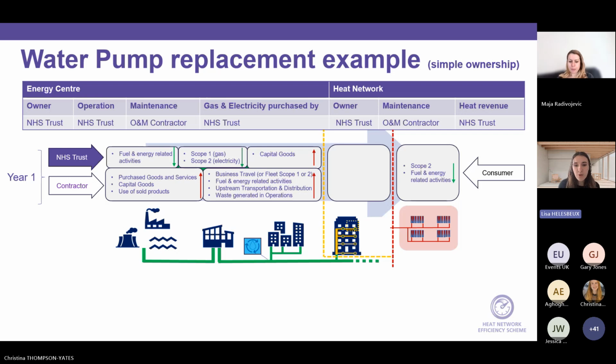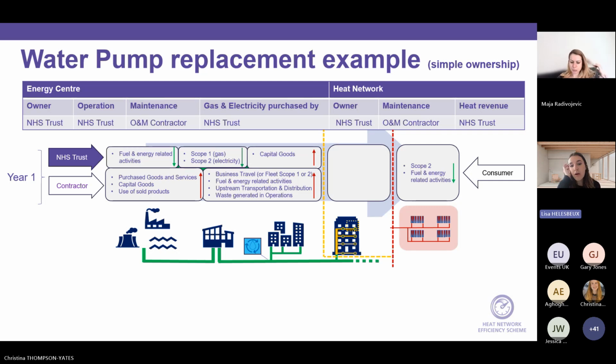And more broadly, the contractor would also be reporting on a range of activities directly related to this project. For instance, they will be reporting on business travel or fleet emissions since their engineers need to get to site.